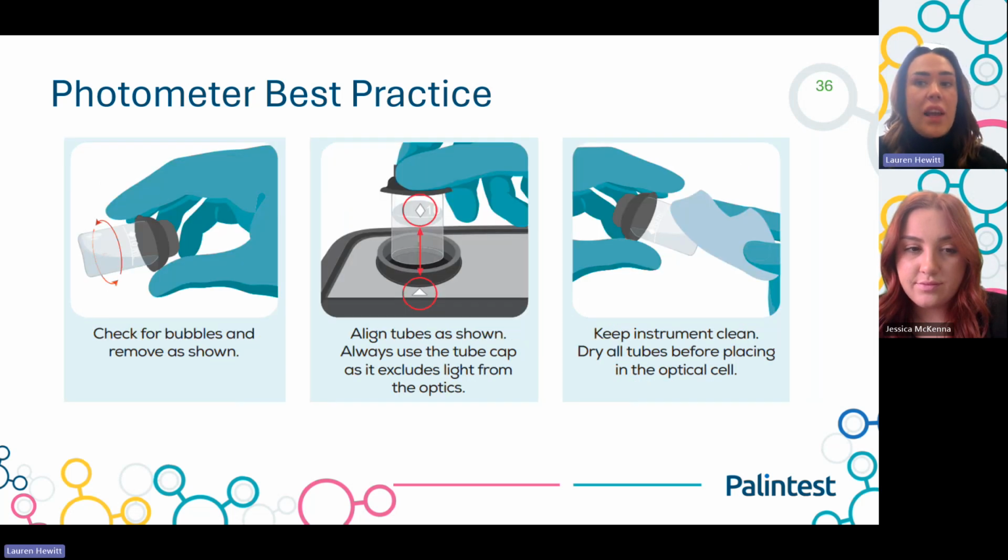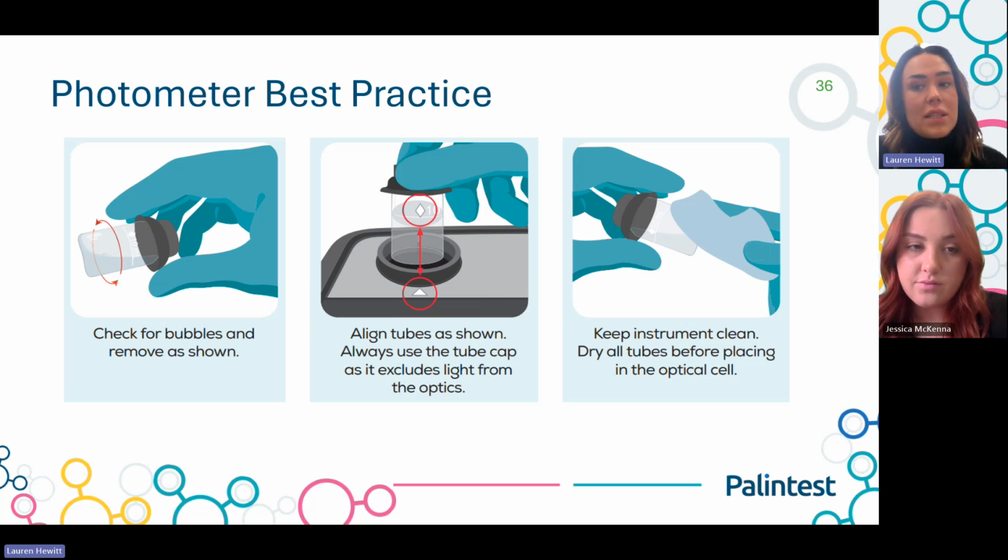Check for any bubbles in the vial and remove as shown, tilting slightly on an angle and gently rotating. This is to ensure there are no obstacles in the light path that may obscure the result. Align the tube correctly, with the diamond on the tube matching the arrow on the instrument, to ensure that the light passes through the tube the same every time, and always make sure that the cap is fitted to exclude any available surrounding light from the optics.